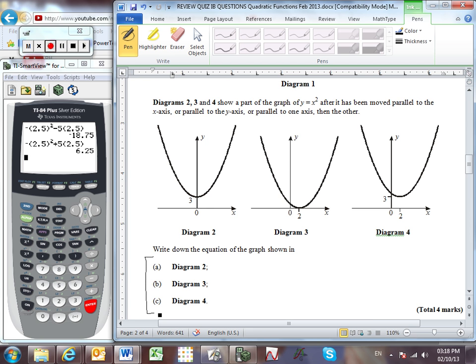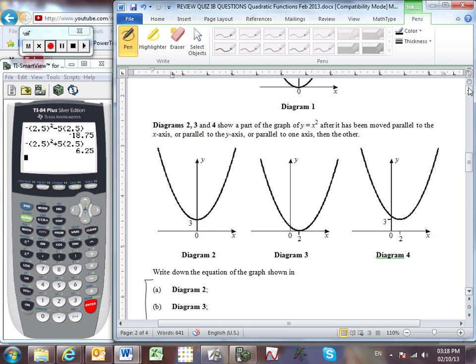So compared to our original diagram, we can see that the vertex, which used to occur at 0, is now occurring 3 units upwards. You might remember that in order to represent that our y coordinate is 3 bigger than it used to be, then y is equal to x squared plus 3. So when we see a constant that's being added, that means that we're moving upwards. Or if the constant is being subtracted, we're moving downwards. Let's move on to diagram 3. This time we've moved to the right.